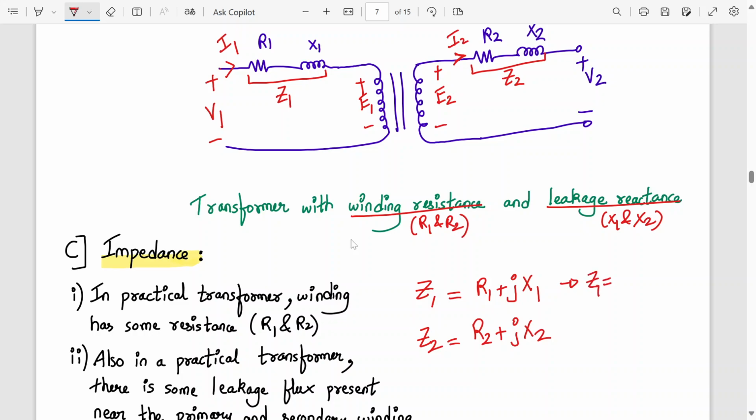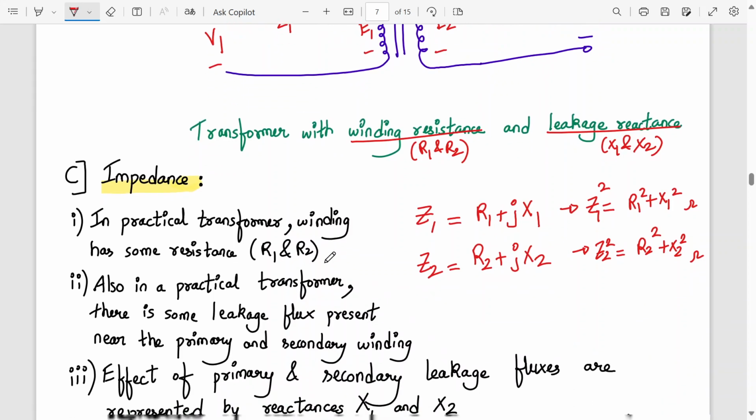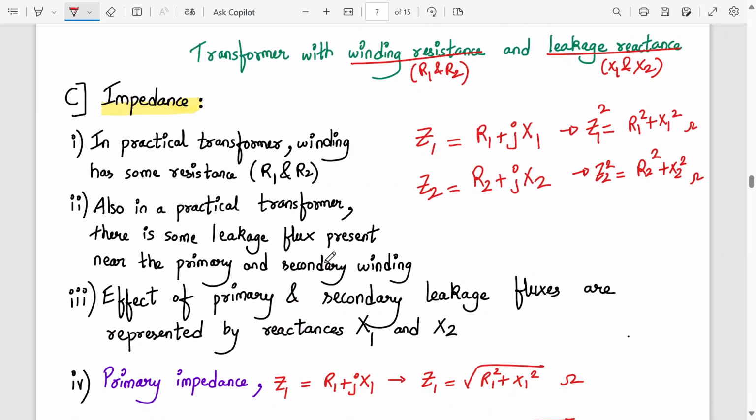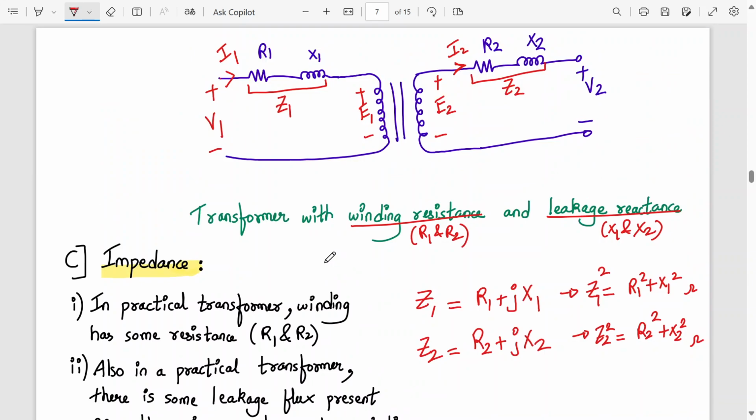Yeah, you can write it. This is basically in the rectangular form. You can write Z1 square as R1 square plus X1 square. You can write it like this also, okay? If you want pure magnitude without any direction. Similarly, Z2 square as R2 square plus X2 square ohms. Unit will be ohms. Agree? So this is what impedance means. Everyone followed or no?